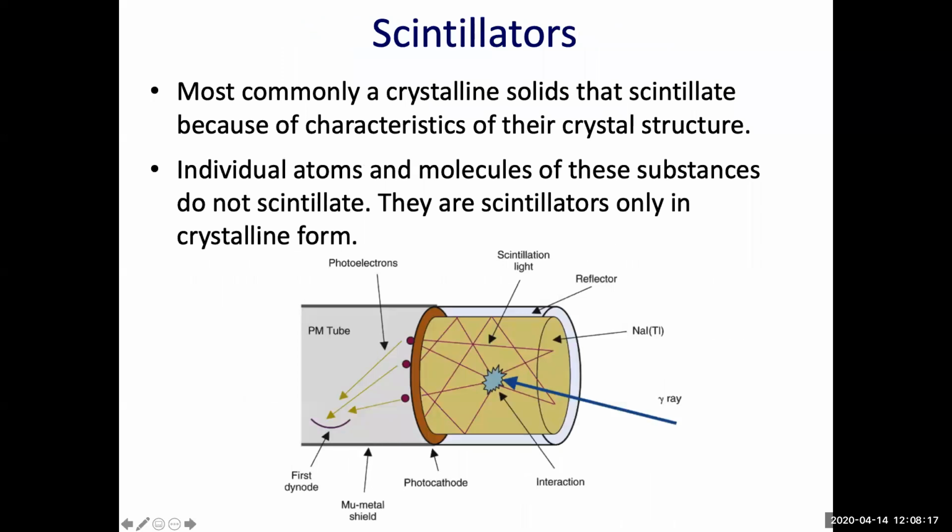The scintillator used in a scintillation detector is most commonly a crystalline solid that scintillates because of the characteristics of its crystal structure, meaning that individual atoms and molecules of these substances do not scintillate. They are scintillators only in crystalline form. The atoms of this scintillator do not scintillate by themselves, but we have to put them in a specific arrangement to get the scintillations. Here, there's a question, I think.